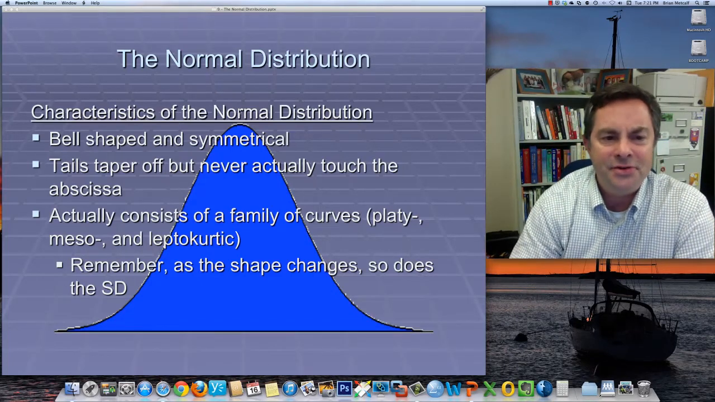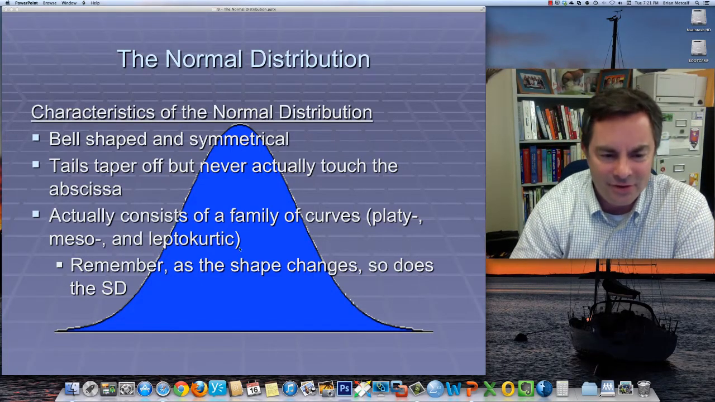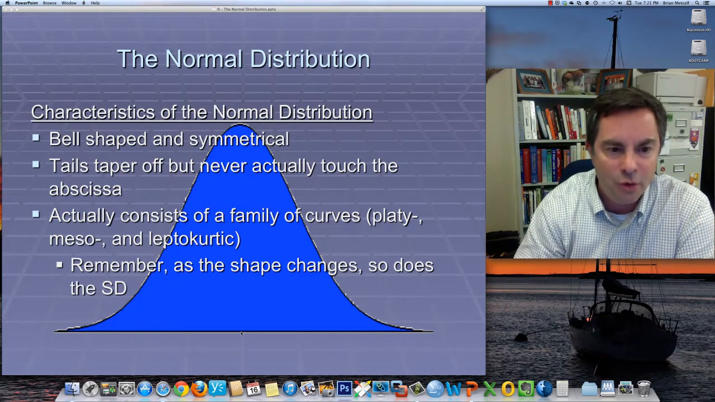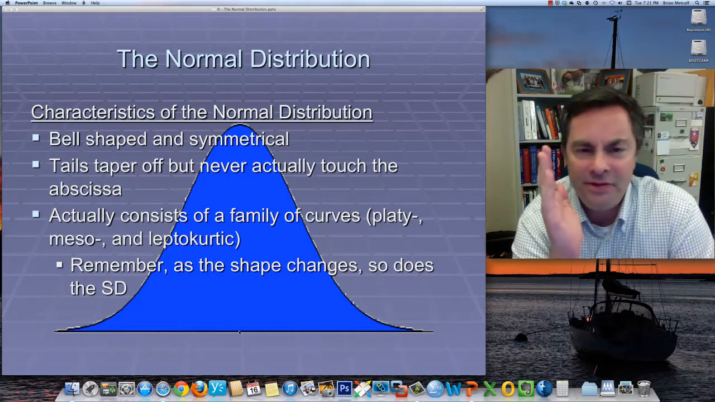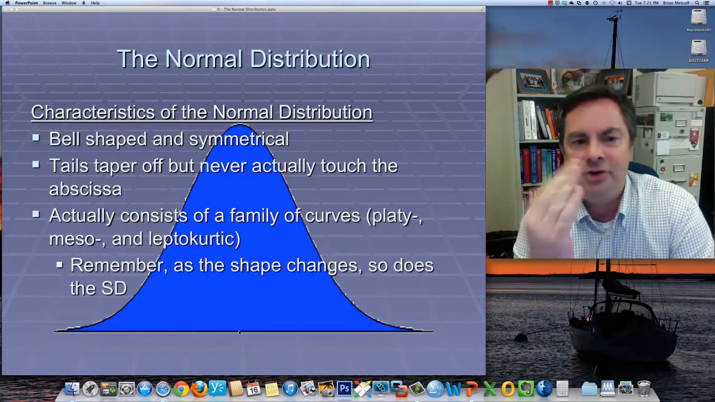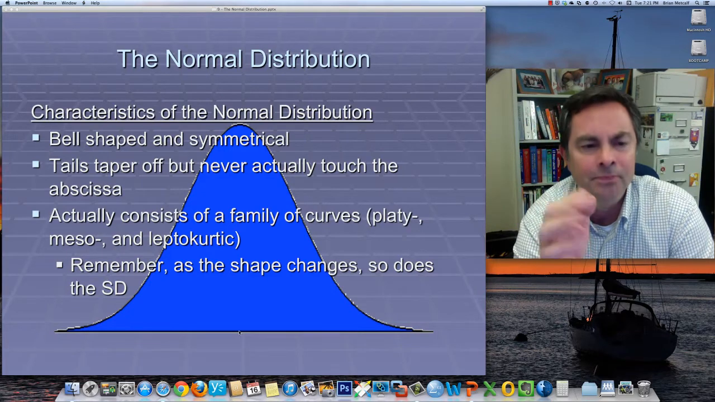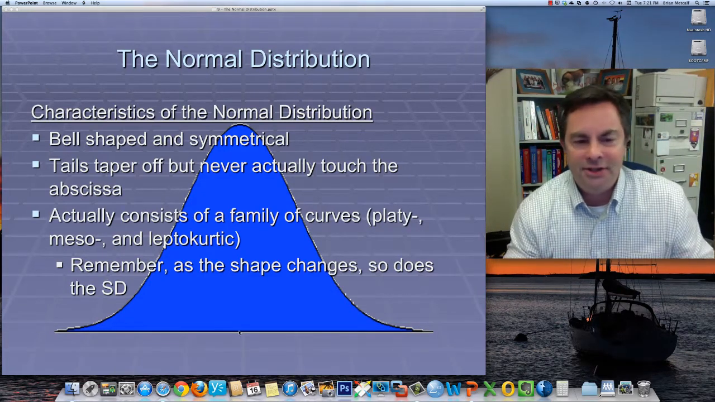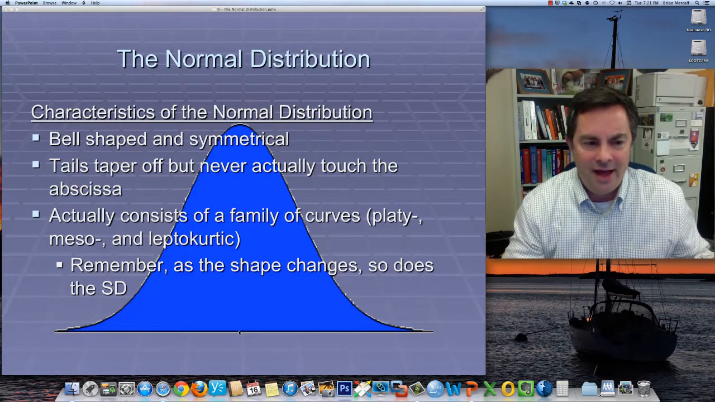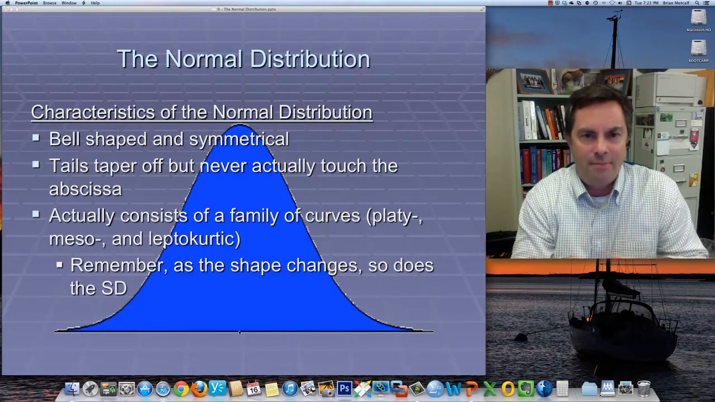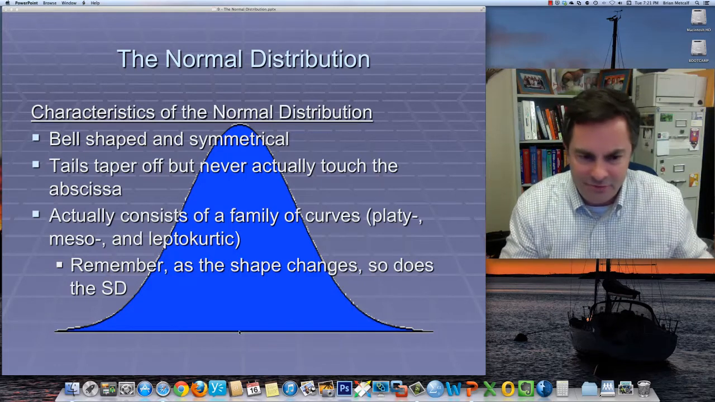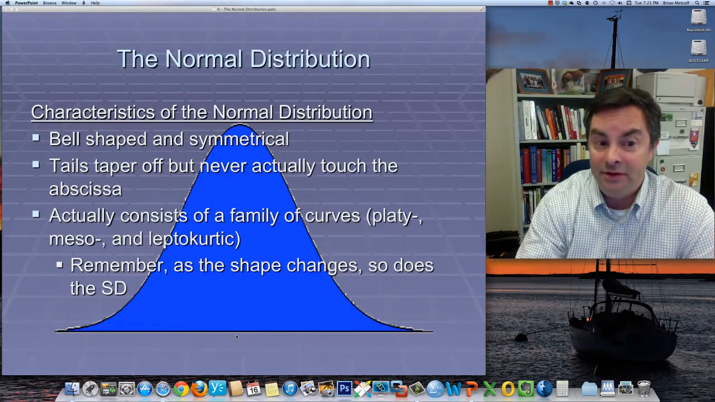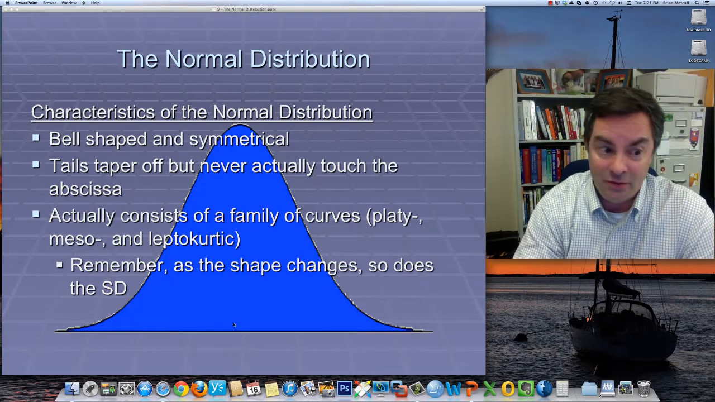So they're symmetrical. If I were to cut this thing in half, if I draw a line right down the middle where the middlemost people are, the middlemost scores, it will cut this thing into two mirror images of each other, okay? So it's perfectly symmetrical. As I said earlier, the tails taper off, but they never actually touch the abscissa. They never get down to the abscissa because it's capable of measuring off in infinite directions, okay? So there's infinite scores possible, infinitely low, infinitely high scores possible.